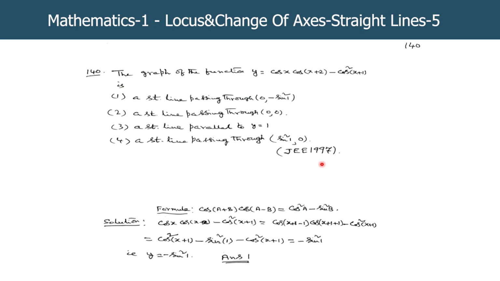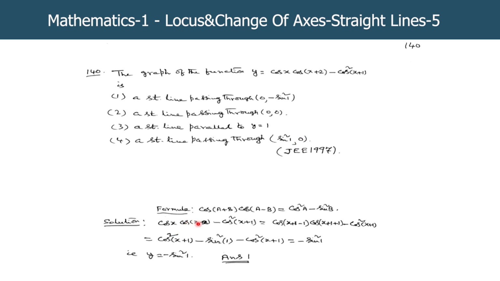So the graph of the function y is equal to cos x plus 2 minus cos square x plus 1 is a straight line passing through 0, minus sin square 1, a straight line passing through 0, 0, a straight line parallel to y is equal to 1, a straight line passing through sin square 1, 0.